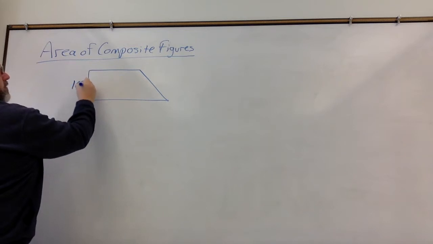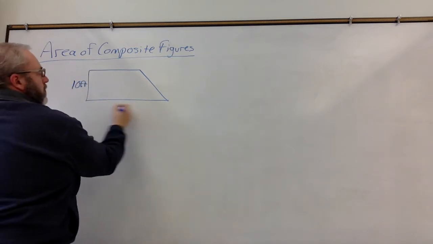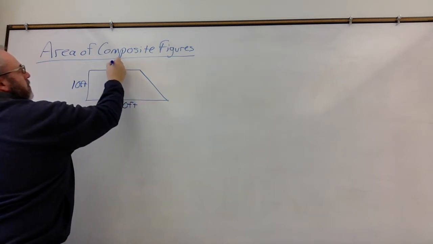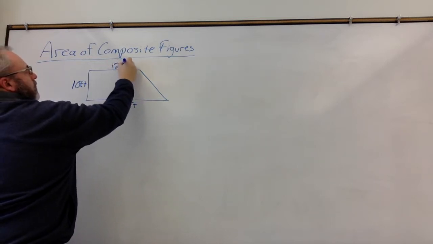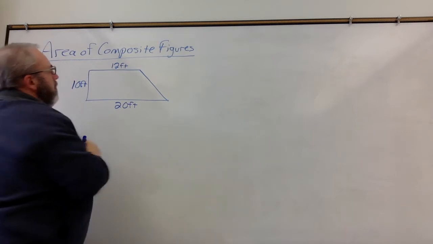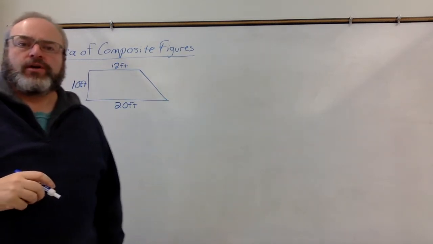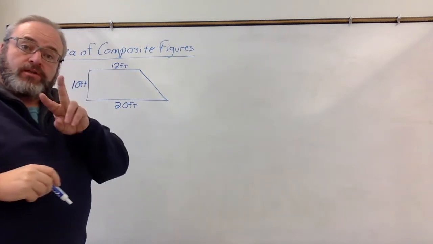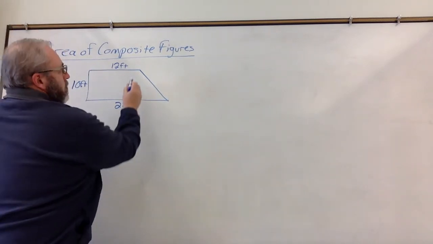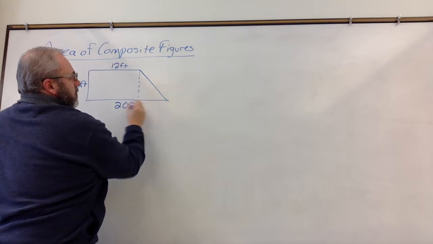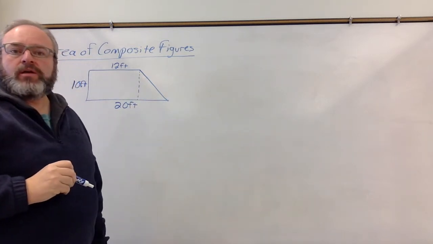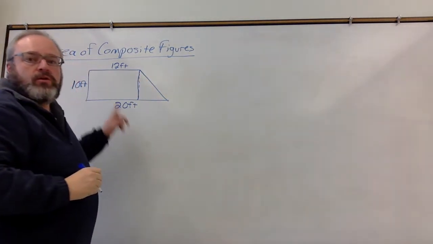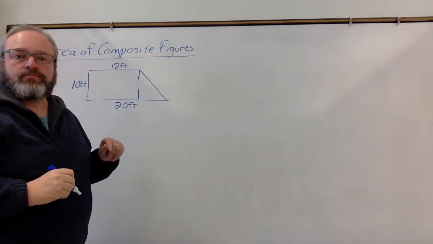Let's say this is 10 feet. Across the bottom is 20 feet. Across the top is 12 feet. And I think that's all we would need to know to find that particular shape. So what we're going to do is divide it into the two shapes we know. So I'm going to draw a line right there and divide that into the rectangle and the triangle.